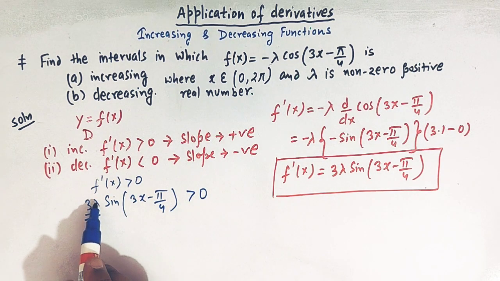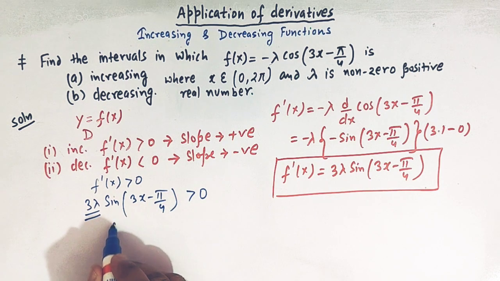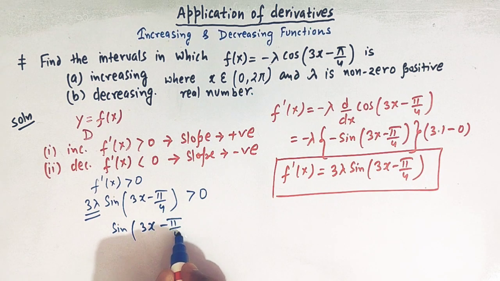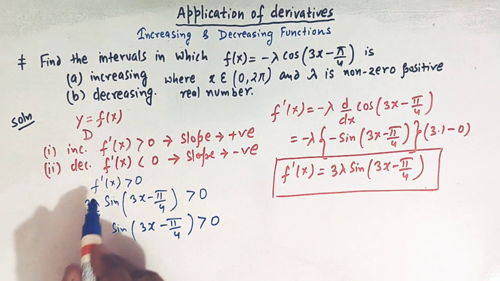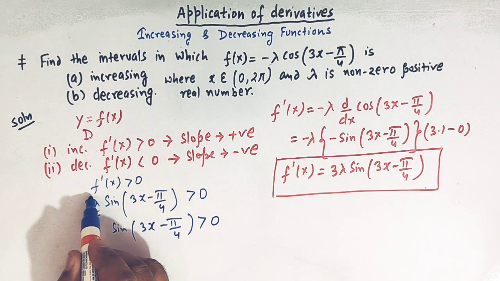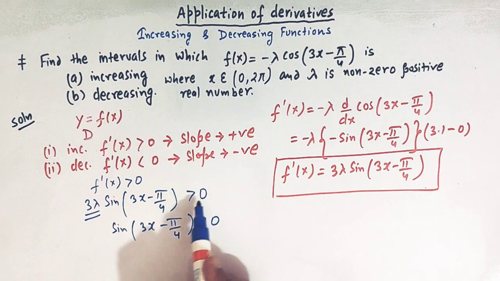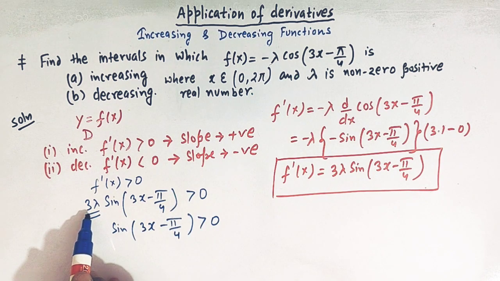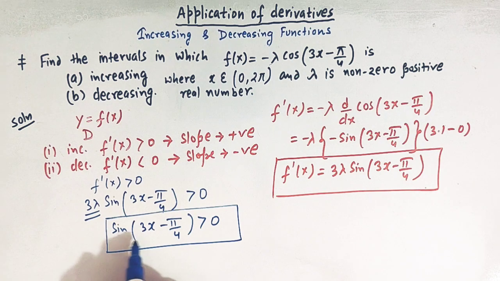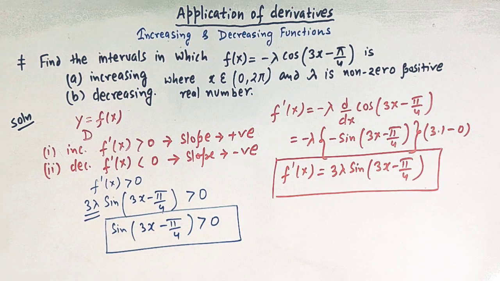So now this term 3 lambda can be taken to this side and it becomes 0 again. So we have sine 3x minus pi by 4 is greater than 0, right? Because this is a constant term, because lambda is a positive real number and it is non-zero, and 3 is a positive number, right? So 3 lambda is a positive number. So if we divide both sides by 3 lambda, we can get rid of 3 lambda, right? So now we have this inequality, that is sine of 3x minus pi by 4 is greater than 0, and now we have to solve this inequality to get the intervals.